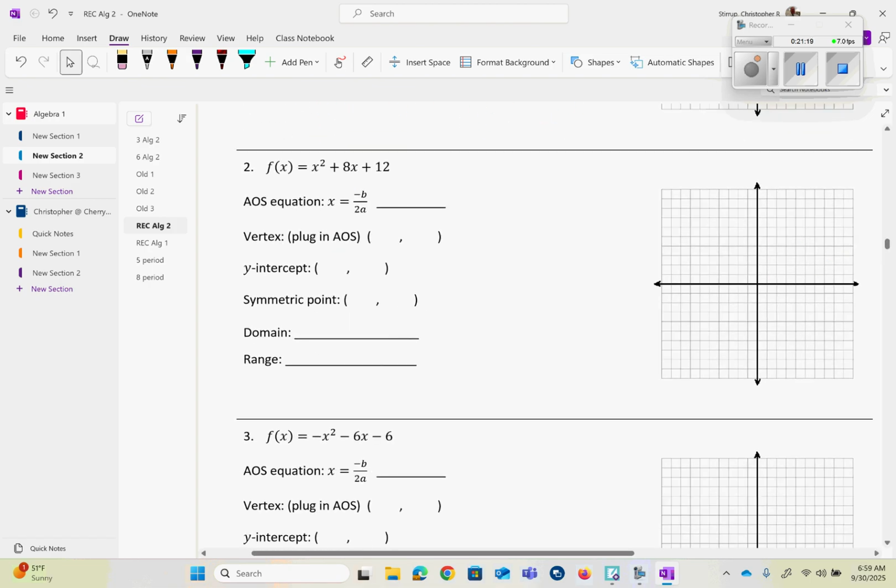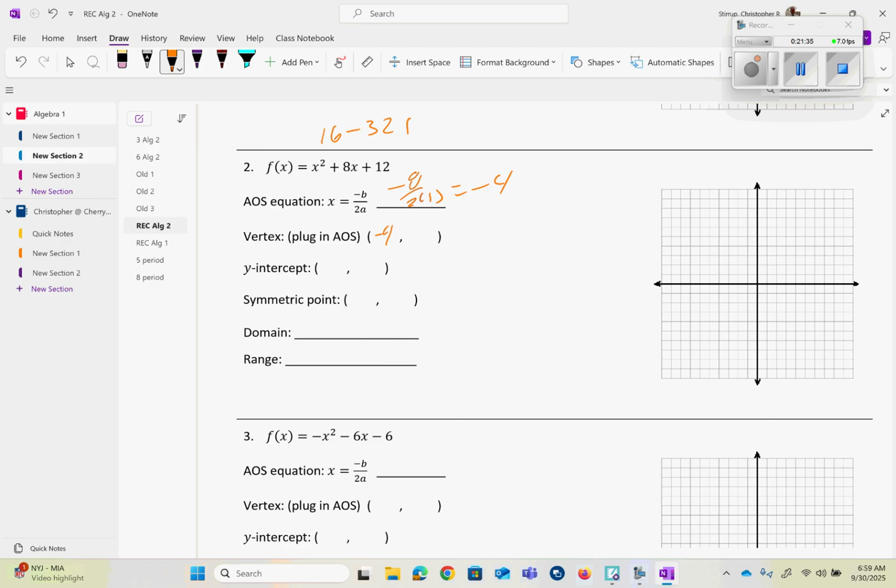All right, number 2. Our A value is 1, B value is 8, C value is that. So I'm going to get -8 over 2 times 1, which is just -4. Plug that in to find my vertex. So that's going to give me 16 minus 32 plus 12. So that's going to give me, let's see, -4. So (-4, -4). Over 4, down 4, down here.